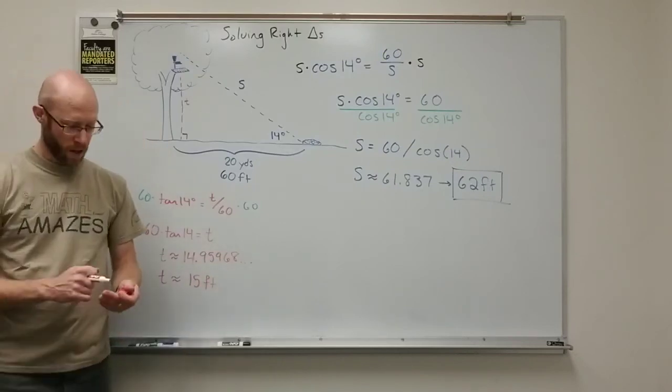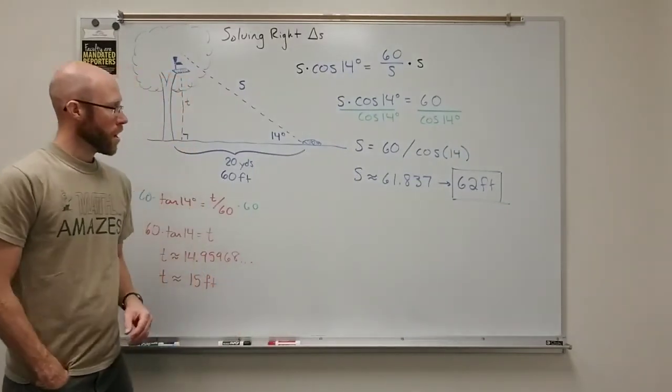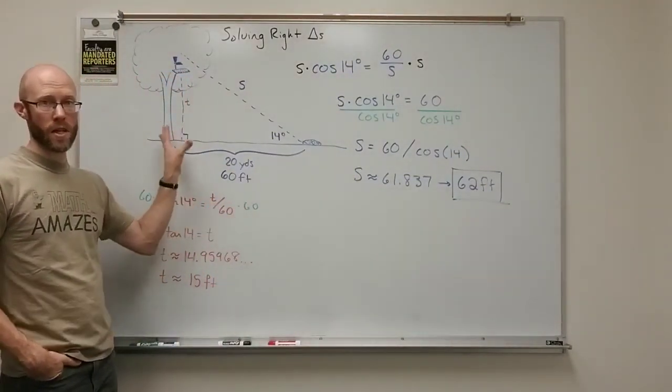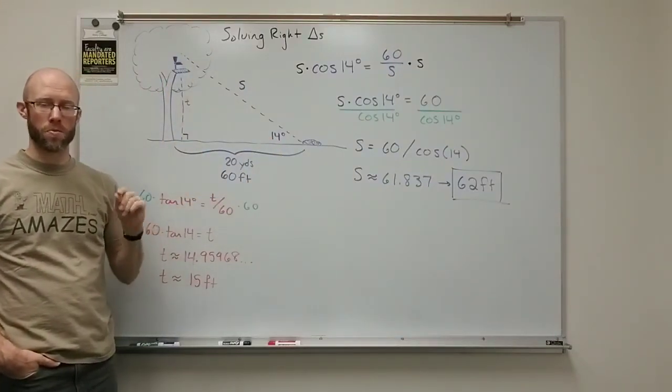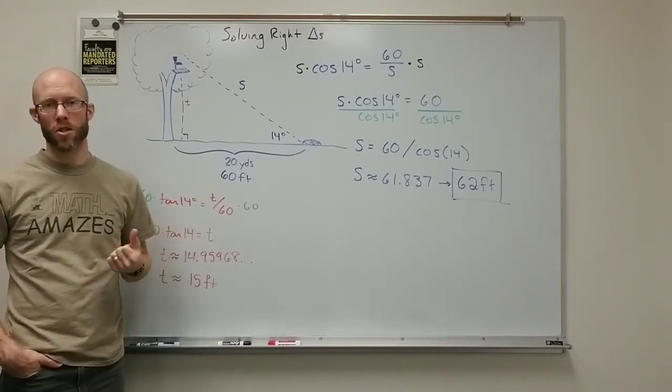Okay. So again, this gives you an idea of how to solve just for a single piece of information. We're not looking to solve the entire triangle. In these applications, you're just looking for a specific part of the triangle, maybe a side, maybe an angle, just depends on the problem.